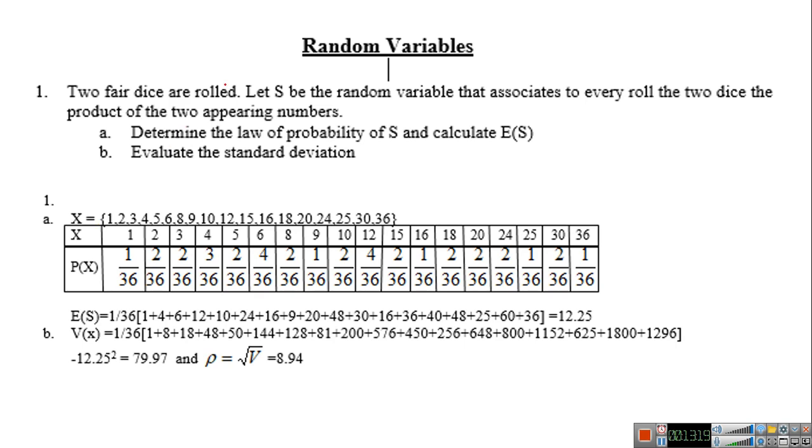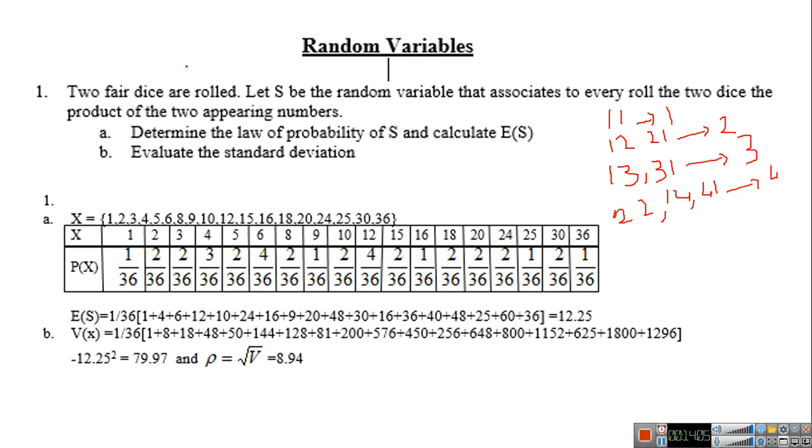Two fair dice are rolled. Let S be the random variable that associates to every roll of the two dice the product of the appearing numbers. Because I want the product, if you have 1 with 1, the product is 1. If you have 1 with 2 or 2 with 1, you have 2. If you have 1 with 3 or 3 with 1, you get the number 3. If you have 2 with 2, 1 with 4, or 4 with 1, you have the number 4, etc.